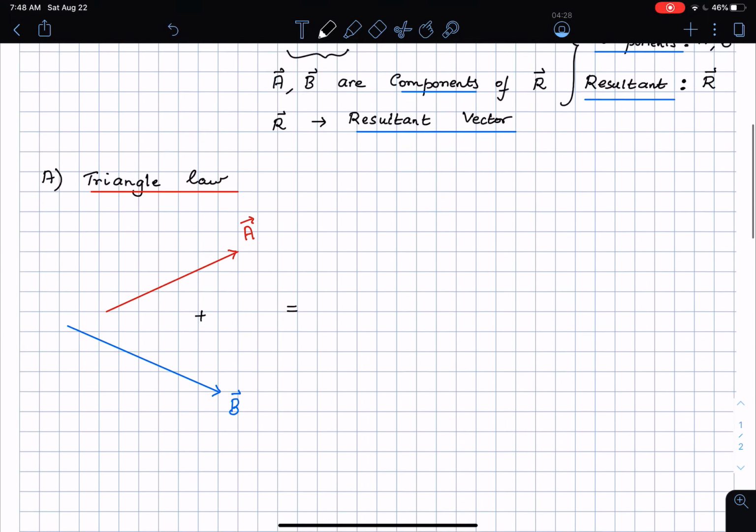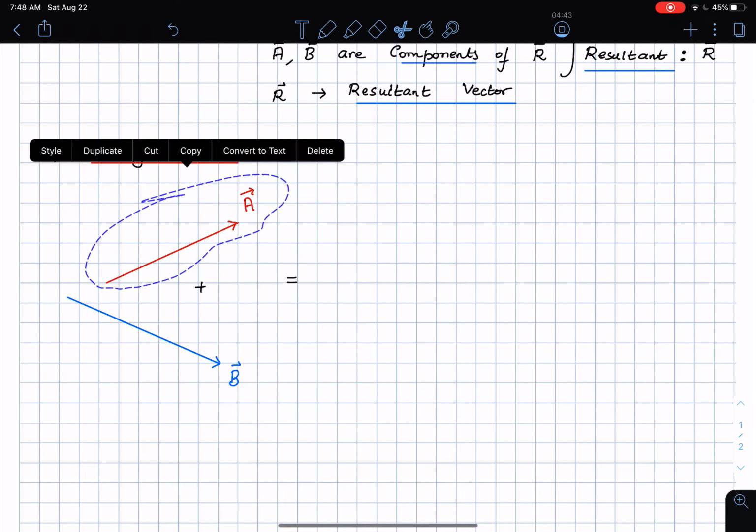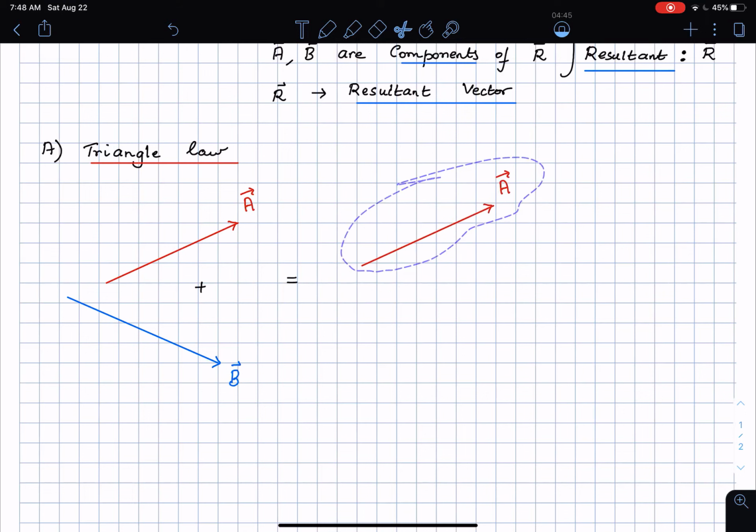Here are the steps. You take any one of these vectors as it is, which means that you don't change its magnitude or its direction. You just translate it somewhere. So I'm going to take the vector A as it is and bring it here. Then I'm going to take the other vector and position it such that the tail of the other vector is touching the head of vector A. So I'm essentially taking this vector B and translating it without changing its magnitude and direction.